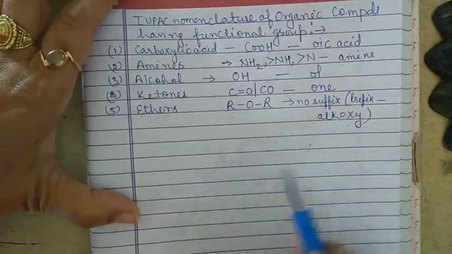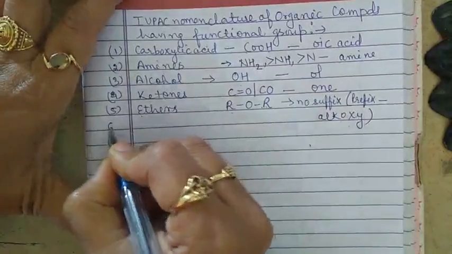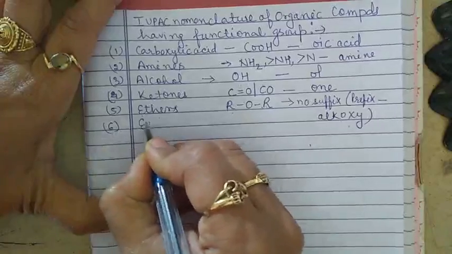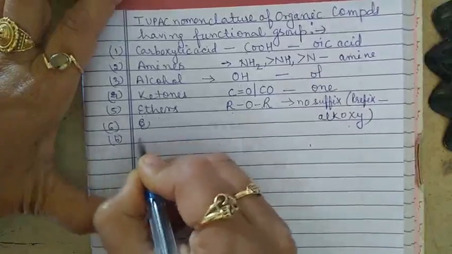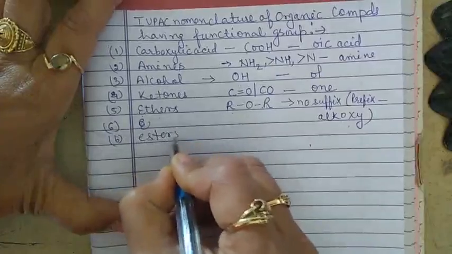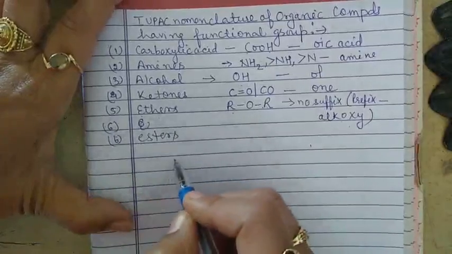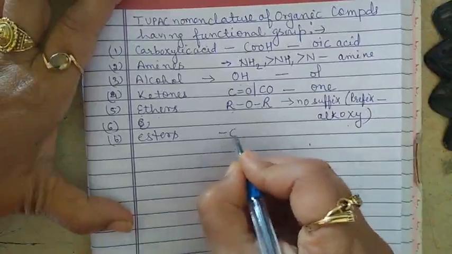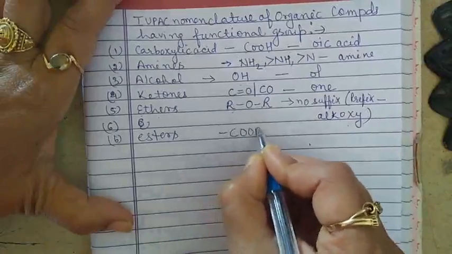So these are the major ones, and one more is ester. If the ester is the functional group, the symbol is COOR.